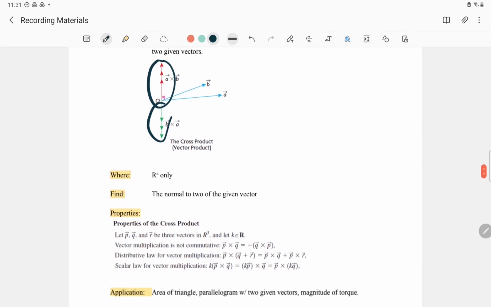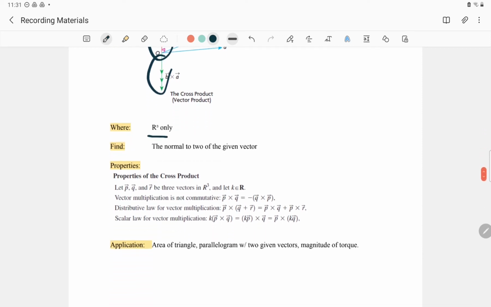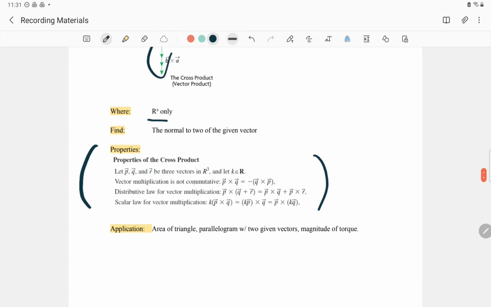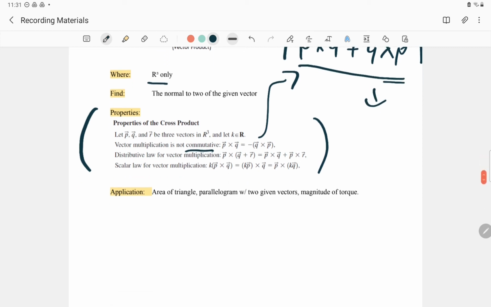This can only be used in R3, and the properties of cross product are actually very similar to the properties of dot product, except that it is not commutative, meaning that P cross Q is not the same as Q cross P. And this is a concept that we will be discussing in later questions.